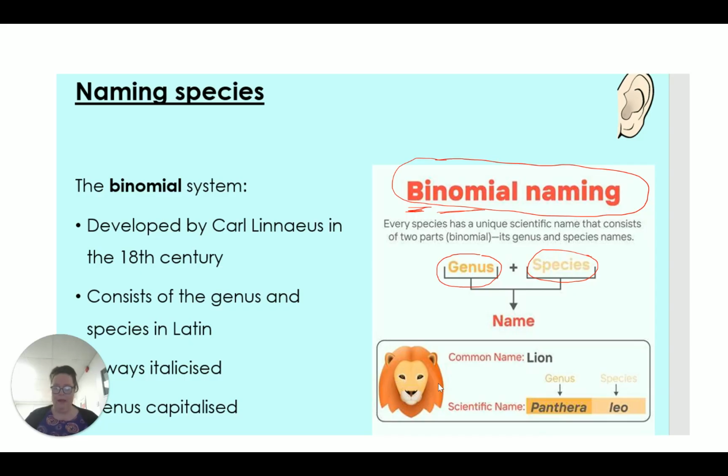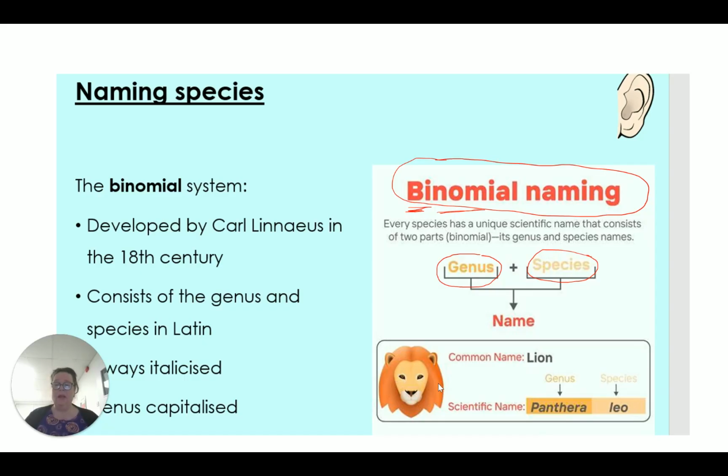And the best one I found was rhino. Rhinoceros unicornis, like a unicorn. Rhinoceros unicornis. And there's one that you'll probably all know, but you probably didn't realise it was the Latin name. Tyrannosaurus rex. Okay, Tyrannosaurus is the genus and rex is the species.